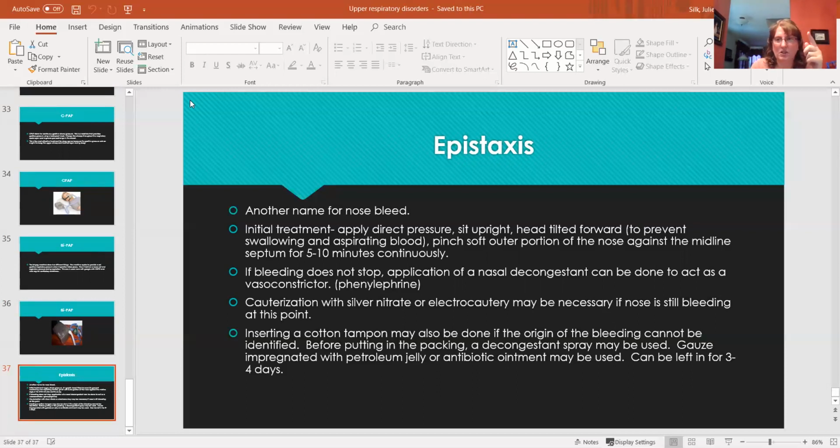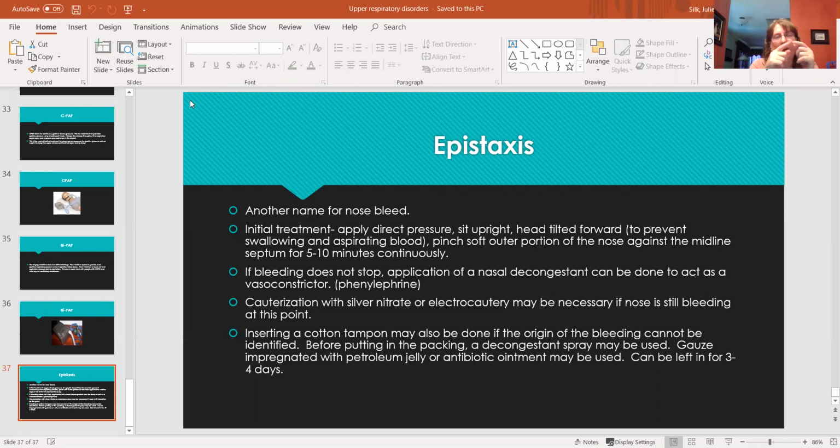They have this little stick thing that almost looks like a match. Once they put it against the mucosa, it burns that area and gets it to quit bleeding. So sometimes they'll do that. But if they can't figure out where the bleeding is coming from, then they're going to insert a tampon in the nose.